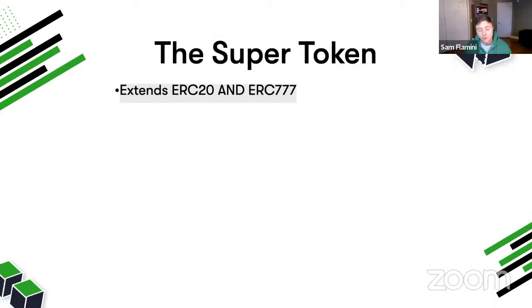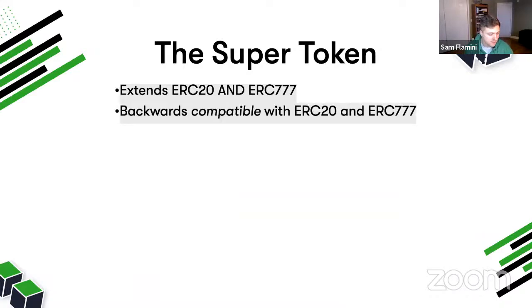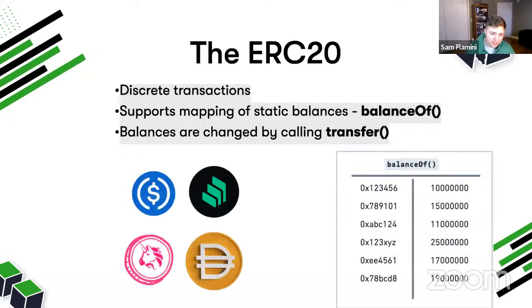Well, it extends the ERC20 and the ERC777. I'm not going to go too deeply into ERC777 today, but there are some other features on that that are helpful to people using super tokens. It's backwards compatible with ERC20 and ERC777. So if I have DAI or Comp or Uni or USDC, I can wrap that and easily unwrap that as a super token. And I'll walk through how that works later.